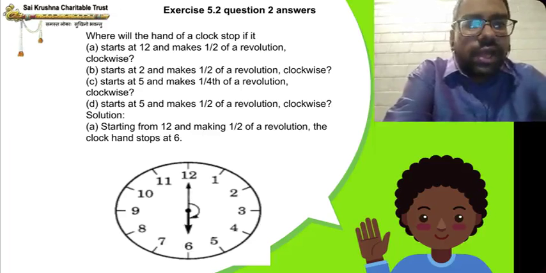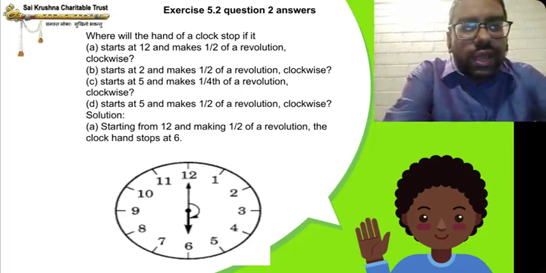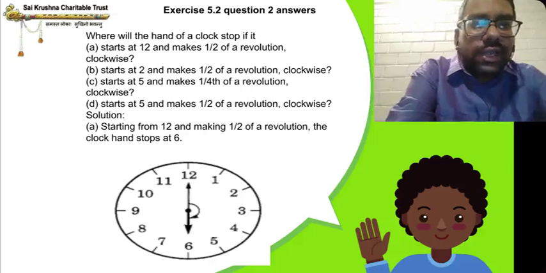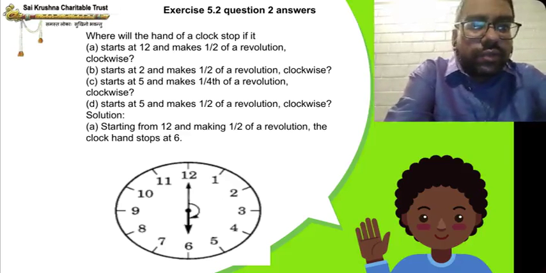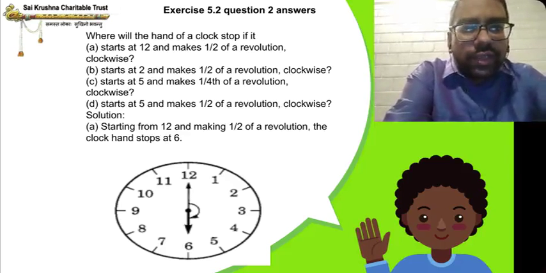Starts at 2 and makes half revolution clockwise. Half revolution clockwise starting at 2. 2 to 5, 5 to 8. Starts at 5 and makes 1/4 revolution: 5 to 8. Starts at 5 and makes half of a revolution clockwise. 5 to 8, 1/4 revolution. 8 to 11 is 1/4 revolution, totally half. So it will stop at 11.